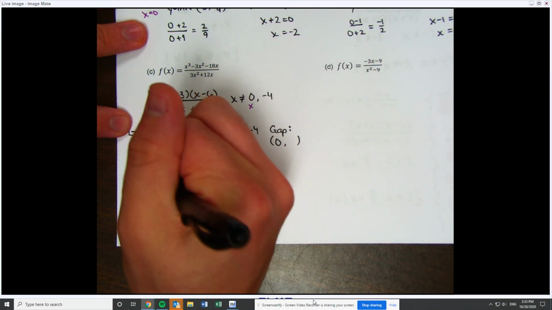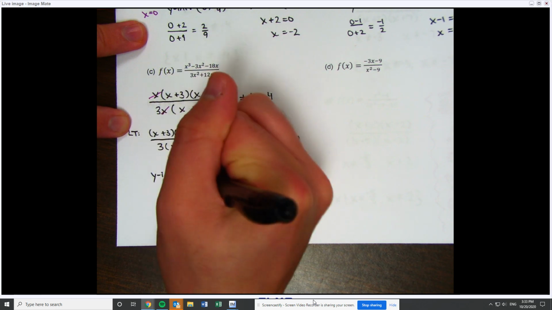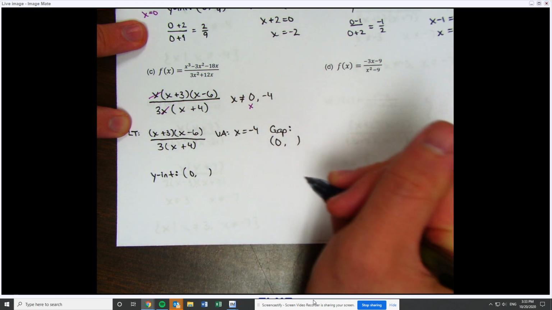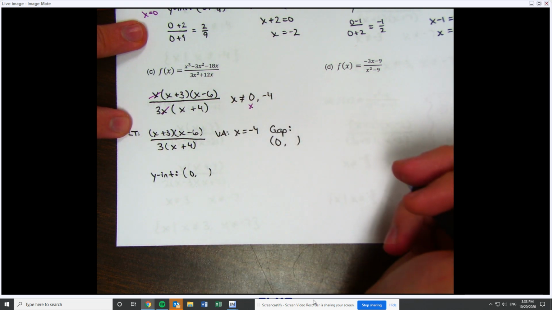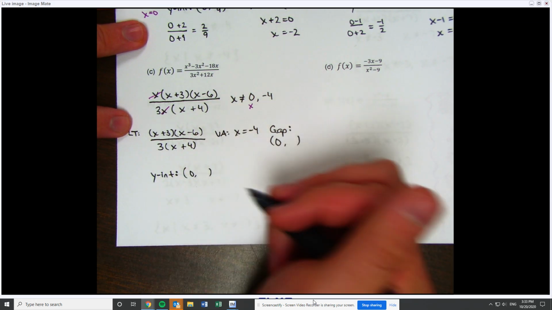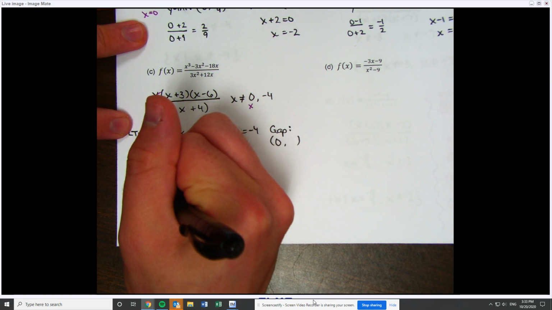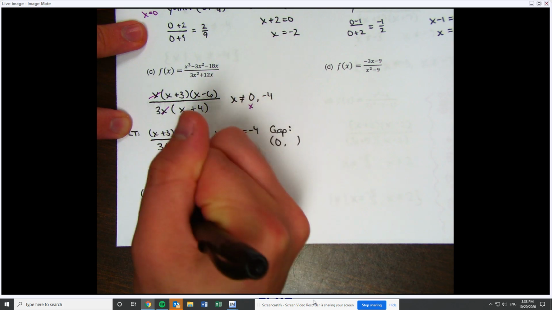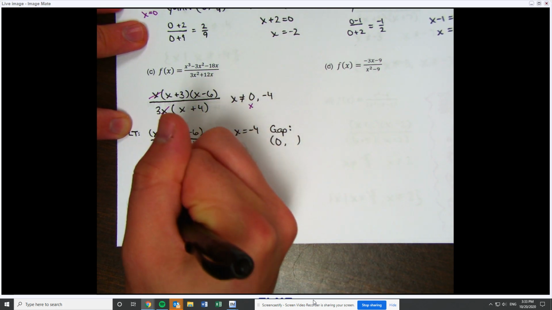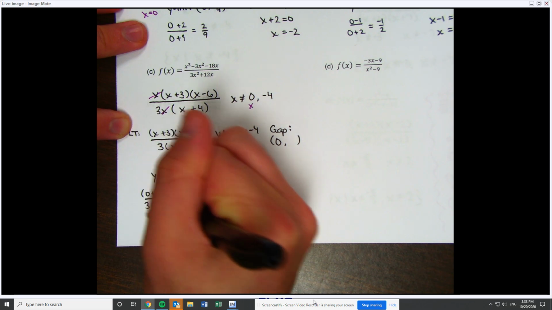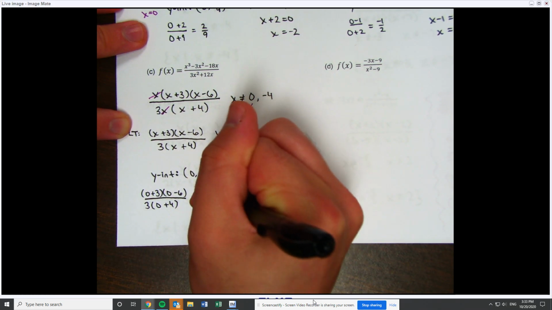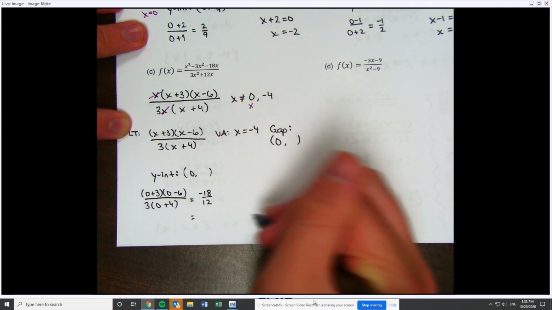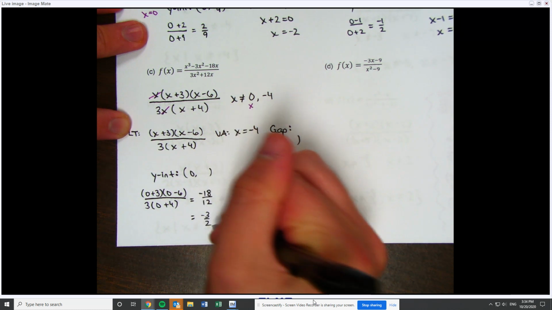All right, now let's find our intercepts. So for the y-intercept, that happens when x is 0. When x is 0. Hopefully you see what I'm getting at. But just in case you don't, let's go through it. That's going to give me (0 plus 3)(0 minus 6) divided by 3 times (0 plus 4). That's -18 divided by 12, which is equal to -3 over 2.